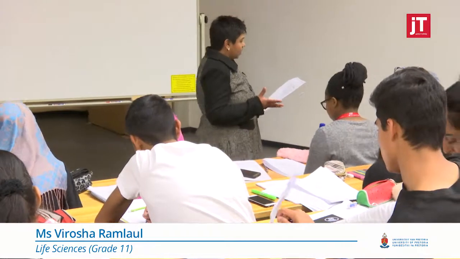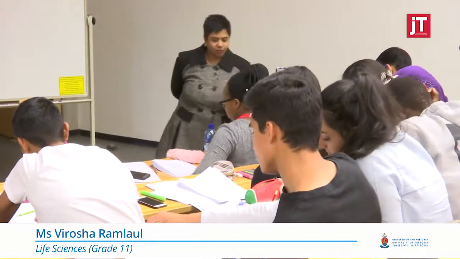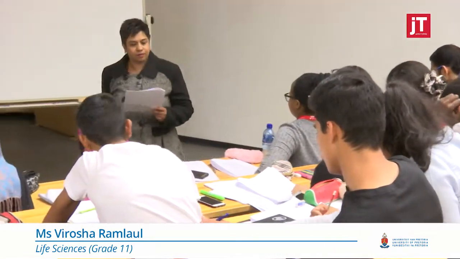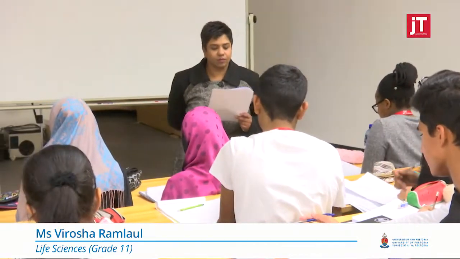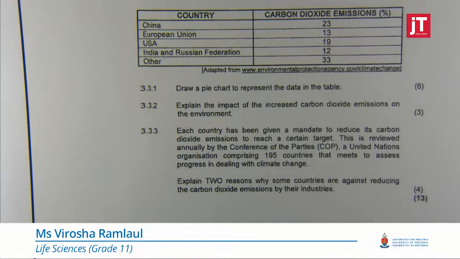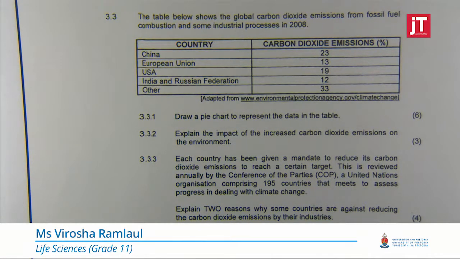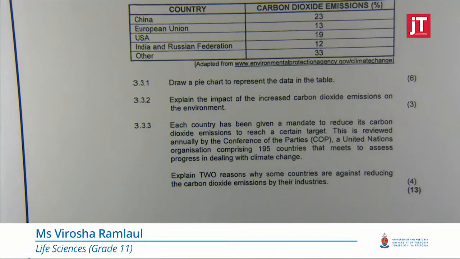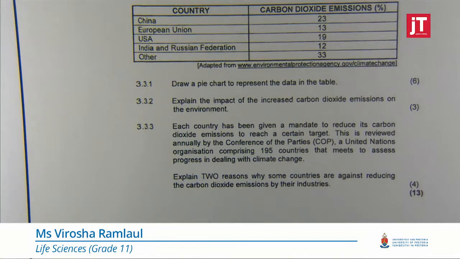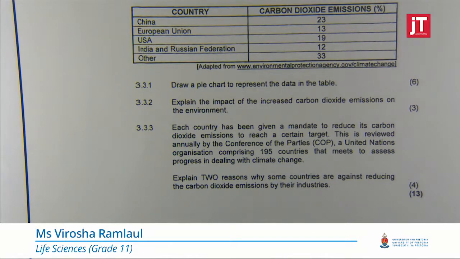3.3.1. So let's read the part. Irfan, read it out for me, the top part. The table below shows the global carbon dioxide emissions of fossil fuel combustion and some industrial processes in 2008. 2008, this paper was March 2015. So you have the countries: China, European Union, USA, India, Russian Federation, other. Then you have the percentages. Draw a pie chart to represent the data in the table, 6 marks. I'm sure we all can draw a pie chart, but we will not do that now.